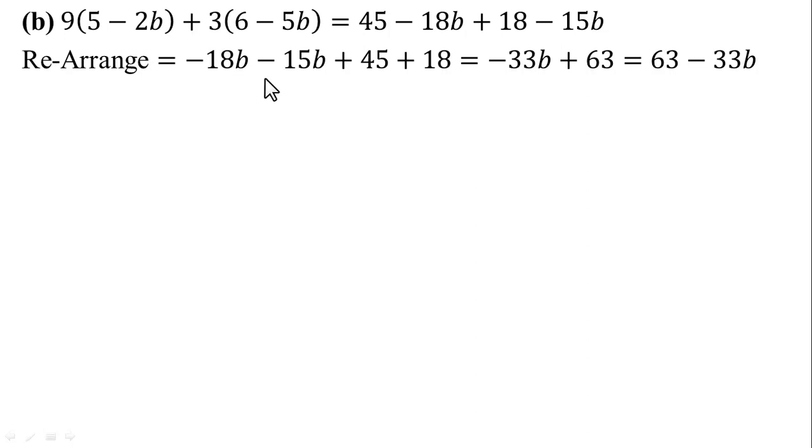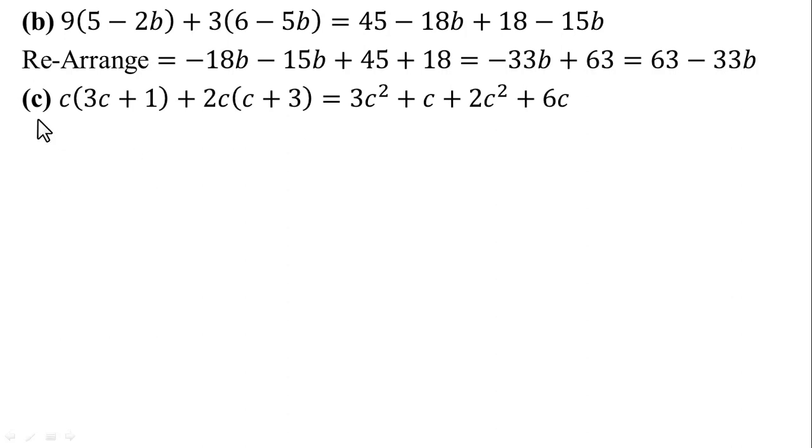Rearrange the values: minus 18b minus 15b plus 45 plus 18. Both signs are negative, so we use the negative sign and add both values. 18 plus 15 is 33, so minus 33b, plus 45 plus 18 is 63. So minus 33b plus 63. Or we can write that 63 minus 33b. Both answers are correct: minus 33b plus 63 or 63 minus 33b.